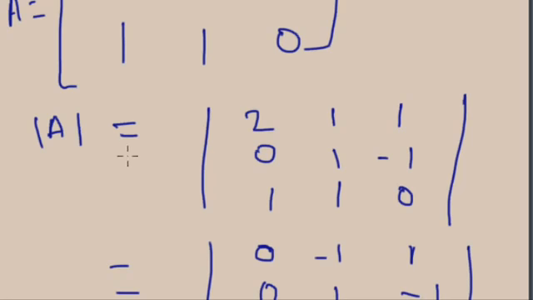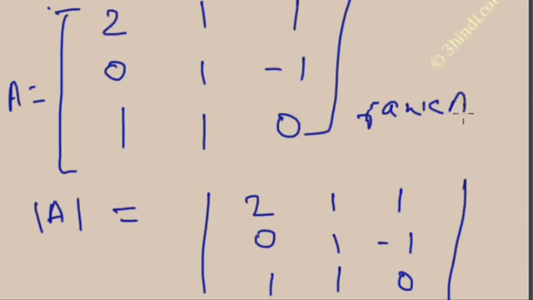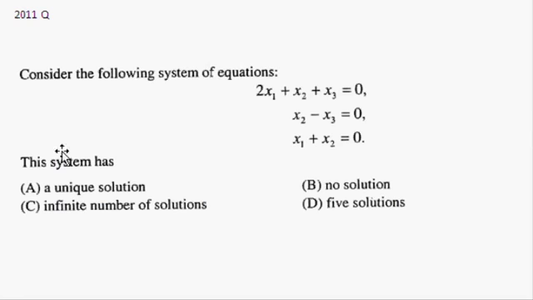Now for the rank of A, suppose I take these 2 rows and 2 columns. If I take the determinant, it becomes 2. So the rank of A is 2, which is less than 3, and 3 is the number of variables. So the rank of A is 2, which is smaller than the number of variables. So there is an infinite number of solutions. In this question, the answer is an infinite number of solutions.